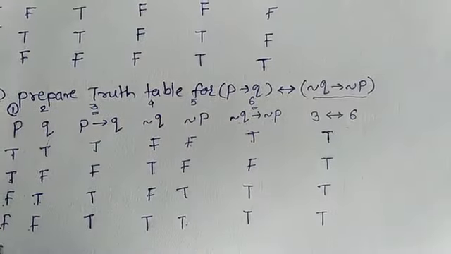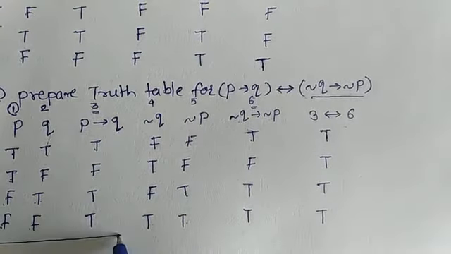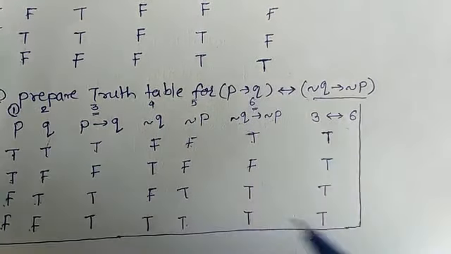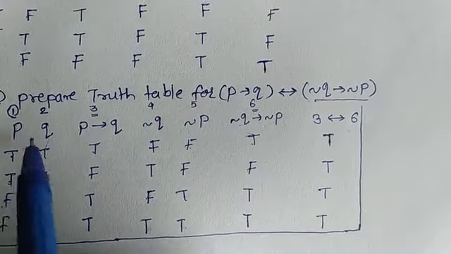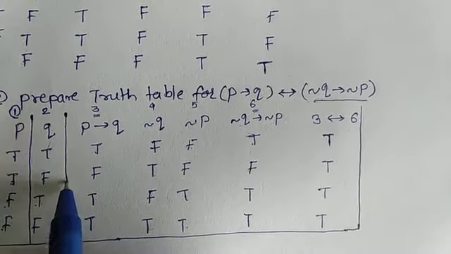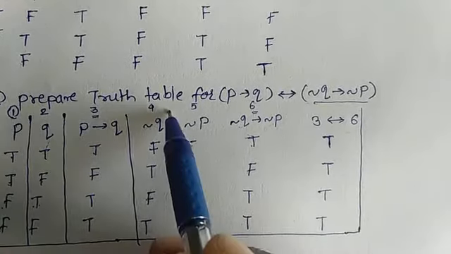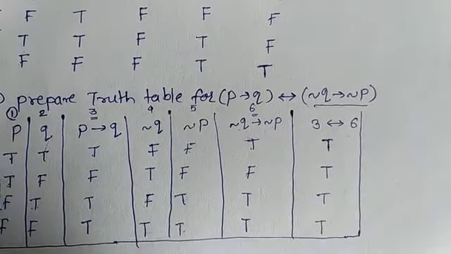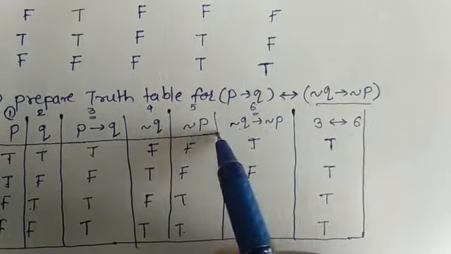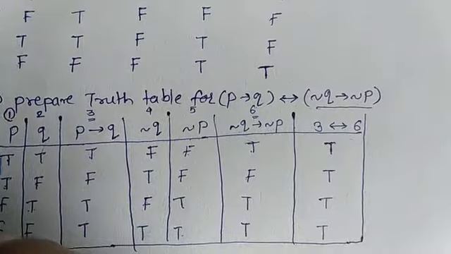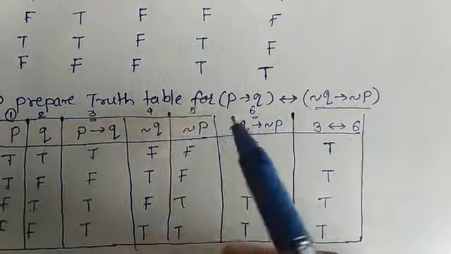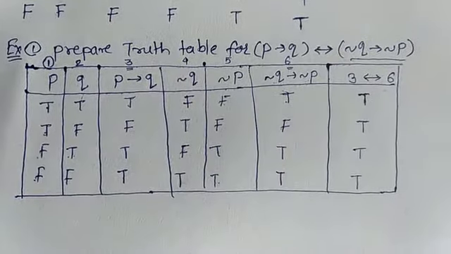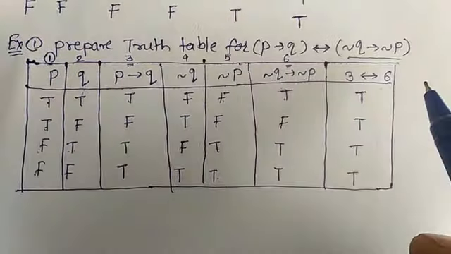Okay, so this is our required truth table for the given proposition. You have to draw all the columns and rows like this in your notebook also. This is our required solution. We have prepared a truth table for the given proposition.